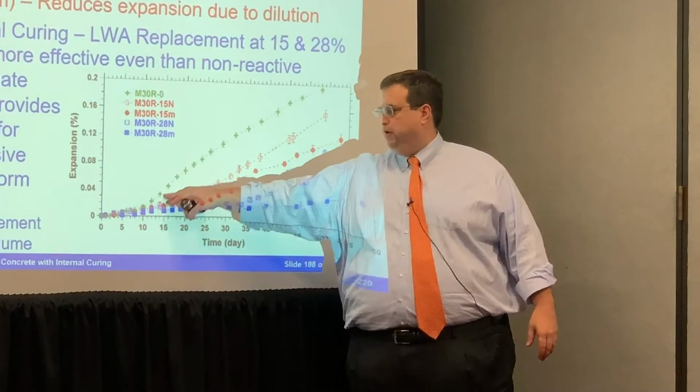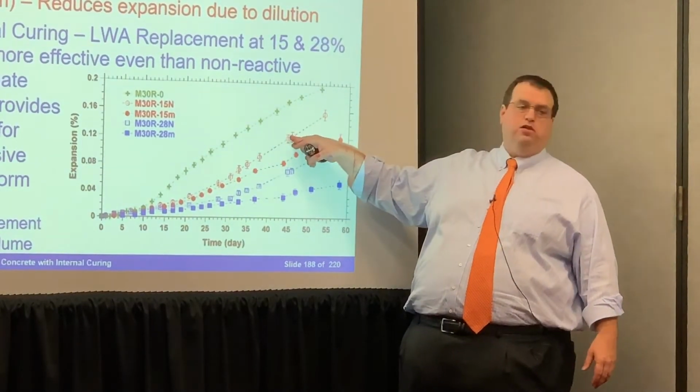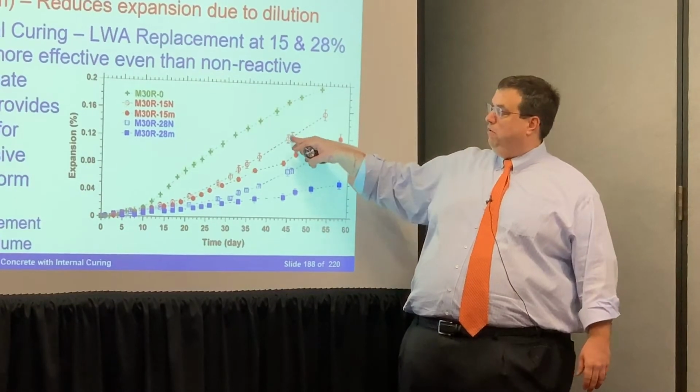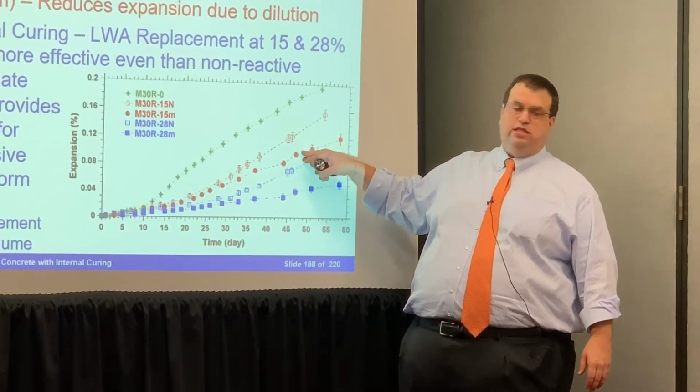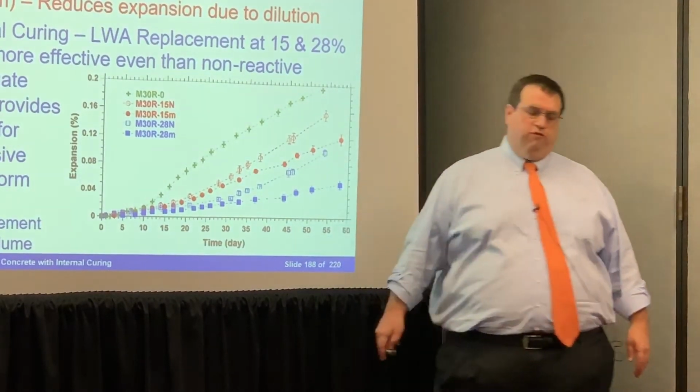We see a lot of expansion. When we replace some of the sand, we have a dilution effect because we have less reactive sand. But when we actually start to look at this, we see an additional benefit because of the internal curing, and we see that with 2 different amounts of lightweight sand. So frequently you get a benefit in the system.